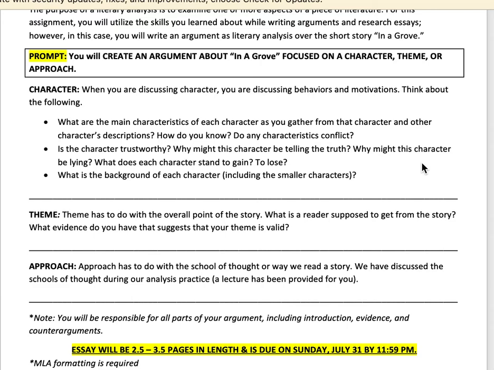So you could look at this story from a historical approach, from a feudal Japanese society approach, the samurai approach. You could look at it from a psychoanalytical approach. You could look at, say, a particular character and argue that they have a certain psychological diagnosis. There's lots of different interesting ways that you can analyze a story like this.